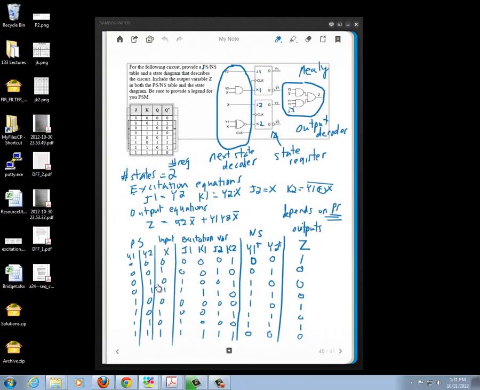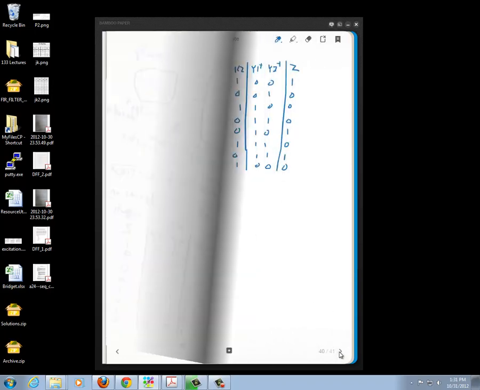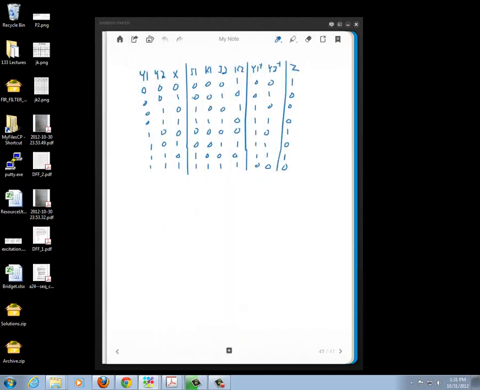Okay, so we were in the middle of solving this problem here, and we created a present state next state table, and now what we have left to do is generate a state diagram for this finite state machine that we have shown in this circuit diagram here. So I went ahead and copied this table onto my next notebook page so we can refer to it over here. So here's that present state next state table, and now we need to draw a state diagram.